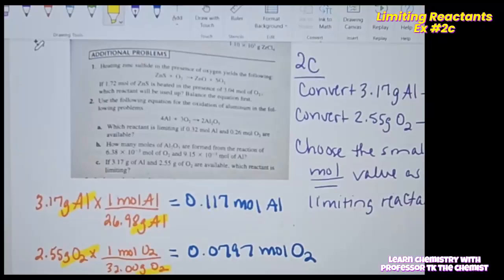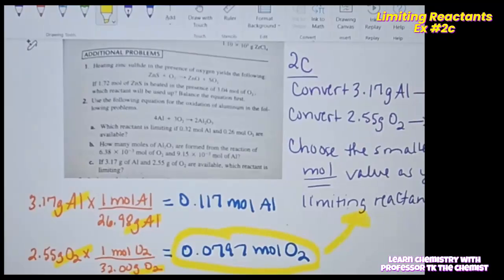Now, in this case right here, the one that provided you with the smallest amount is the limiting reactant. So look at the numbers. This is like saying 11 cents, and this is like saying 7 cents. Obviously, this is the smallest number. All right, so oxygen is the limiting reactant.